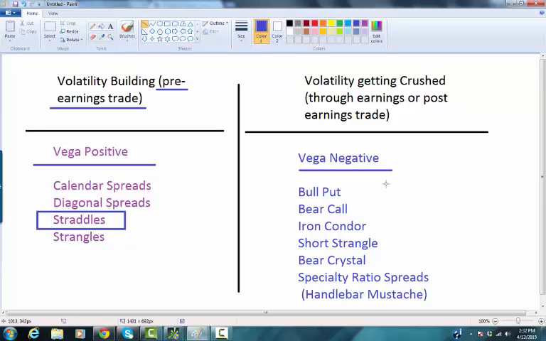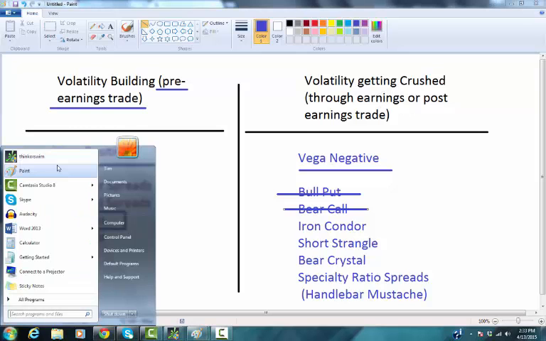Because earnings are also unpredictable, using a bull put or a bear call tends to not be very common by traders. Iron condor, short strangle, short straddle, bare strangles, ratio spreads, things like that tend to be much more common. Now, this is if you're playing the volatility crush.